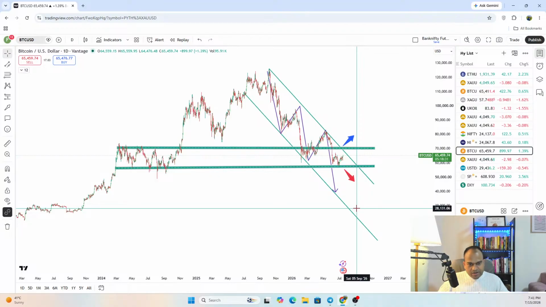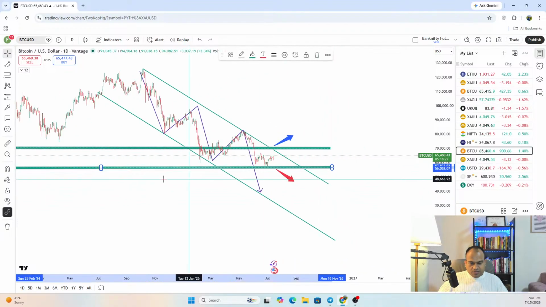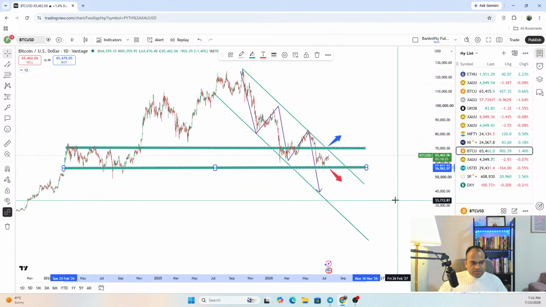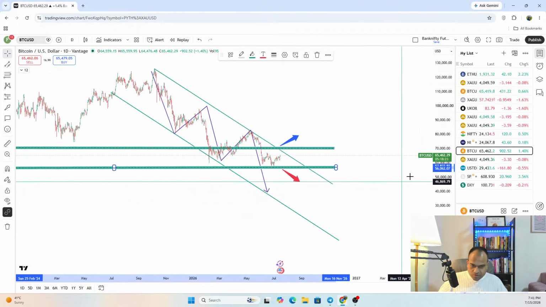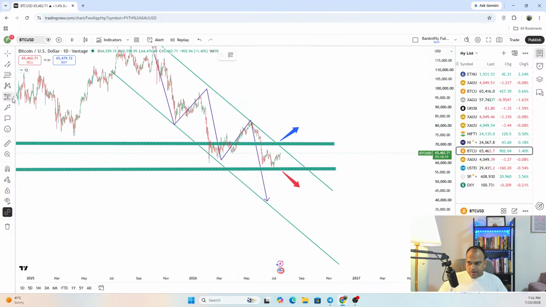So again, no trade here. I'll keep waiting to see. But for now, if you are an impulsive trader and you want to take a trade right now on Bitcoin, it's a bullish trade here right now.